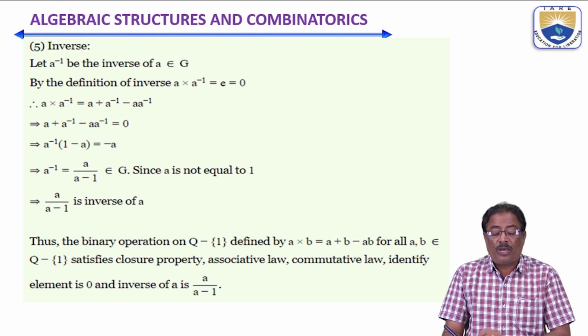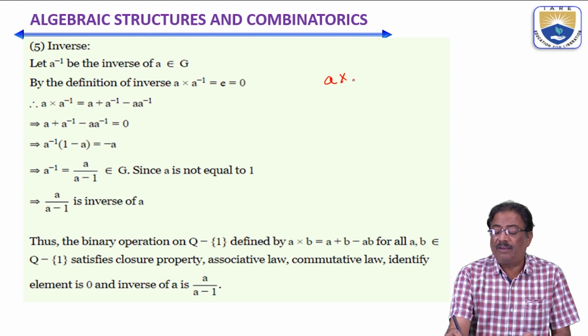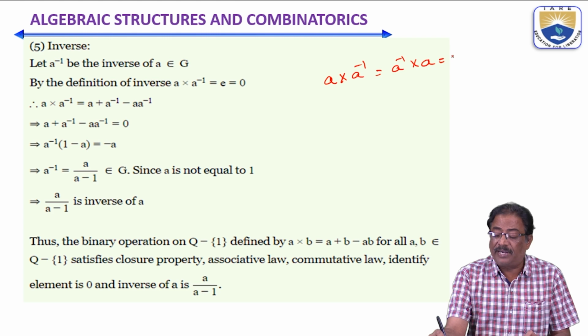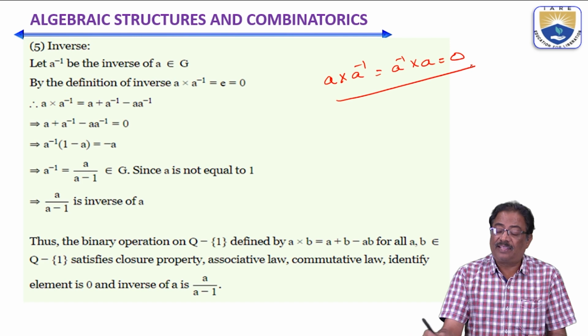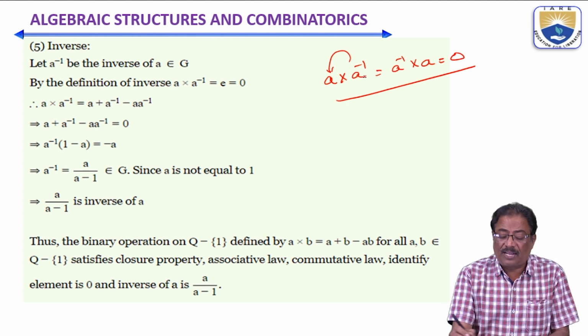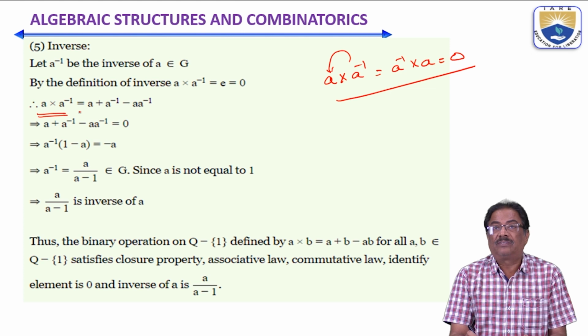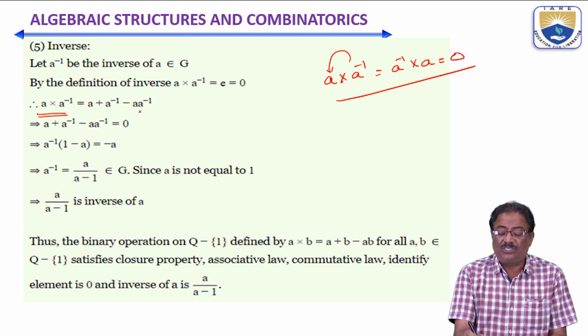So now we are going to verify the inverse. We say that A inverse is the inverse of A when A inverse cross A is equal to the identity element. What is the identity element? It is 0 here. If this is satisfied, then we can say that A inverse is the inverse of A. So for that, we first take A cross A inverse, which is nothing but A plus A inverse minus A times A inverse.